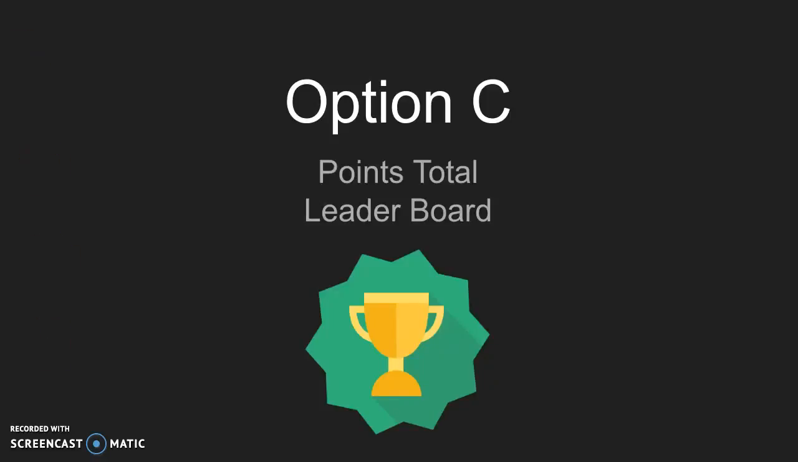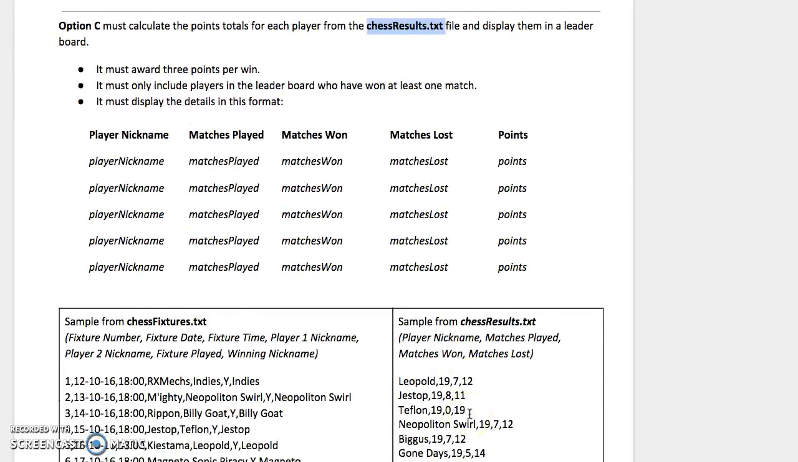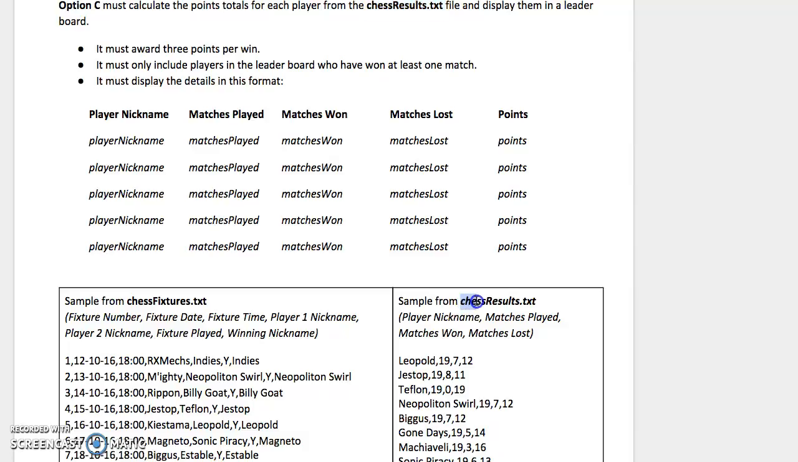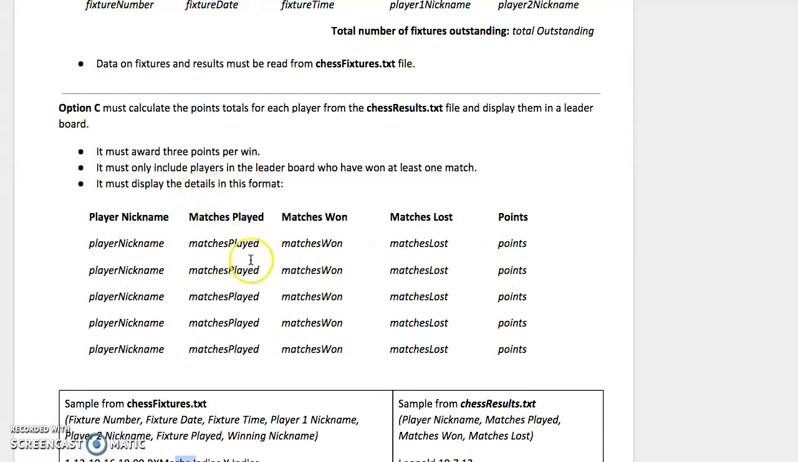We're now going to consider option C, and option C is about using a completely different file, this time using the results file, which looks like this, and not the fixtures file, which looks completely different, and calculating some points, so basically working out that a winning match is worth 3 points and putting the points next to that.